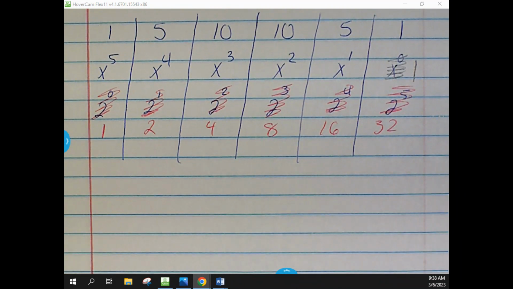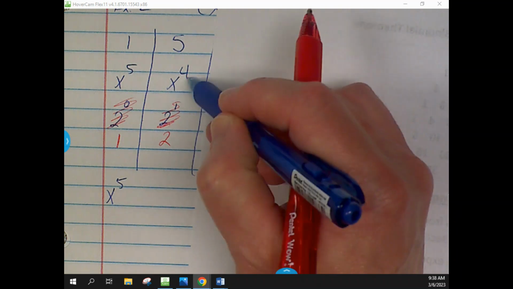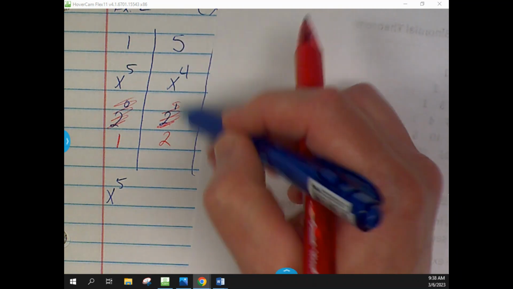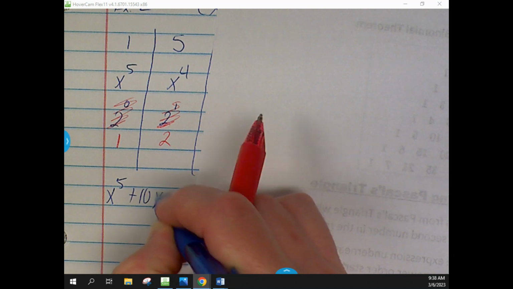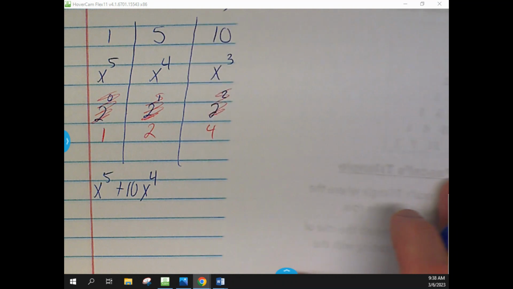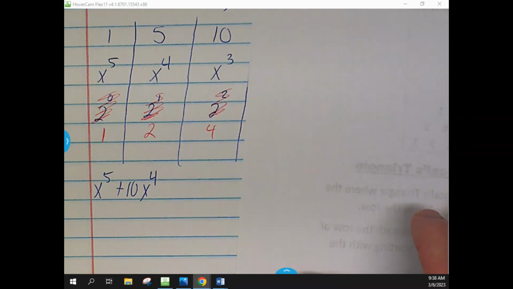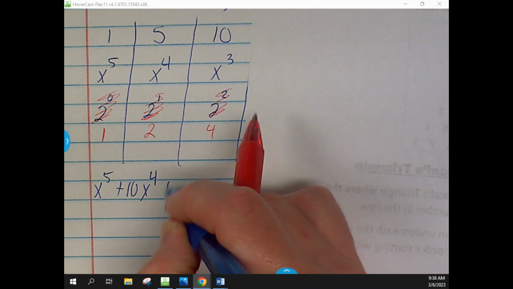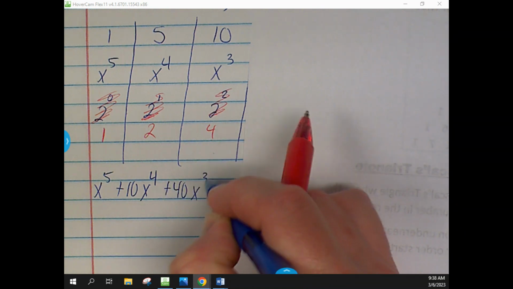All right, everybody good so far? All right, and then we're just going to do it one column at a time. What is 1 times 1 times x to the fifth? That's x to the fifth. All right, what is 5 times 2 times x to the fourth? 5 times 2 is 10. x to the fourth. All right, now we've got 10 times 4 times x to the third. Well, 10 times 4 is 40. x to the third.